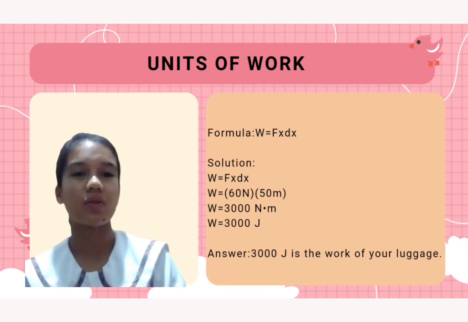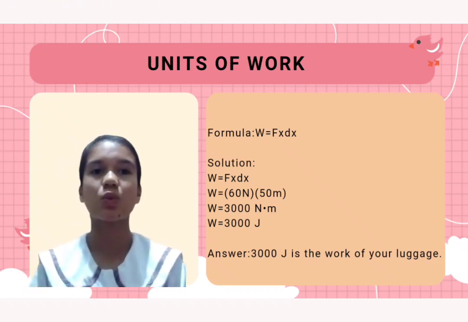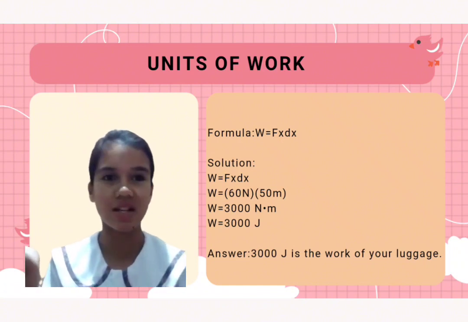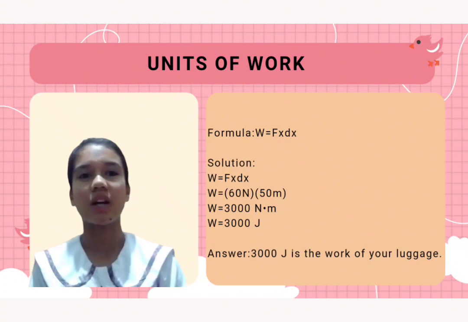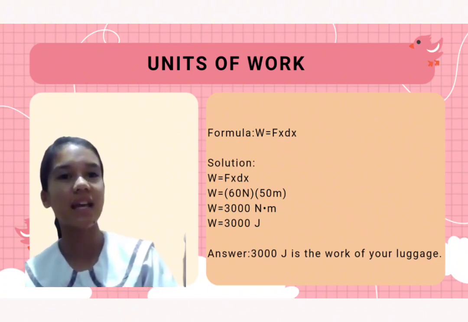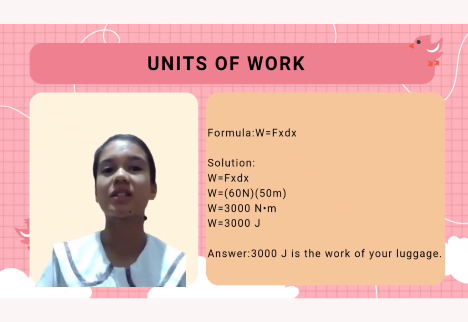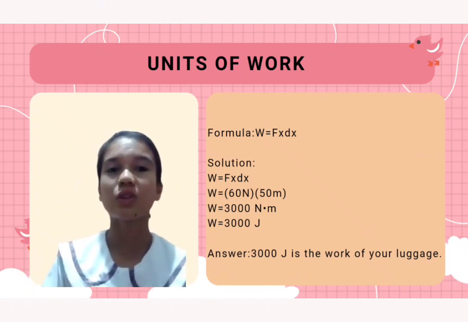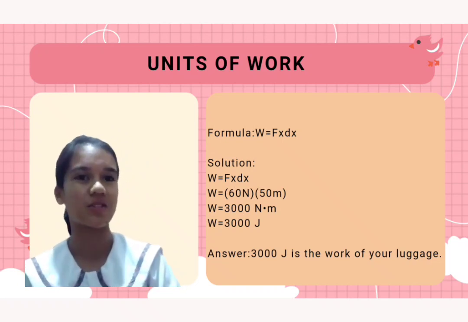Now we can start our solution. We just need to copy our formula, which is work equals force times distance. And after that, we will substitute. So it will become work equals 60 N times 50 meters. So the answer is work equals 3000 joules. So 3000 joules is the work done on your luggage.